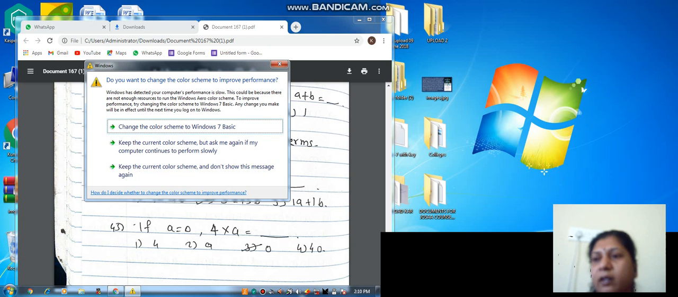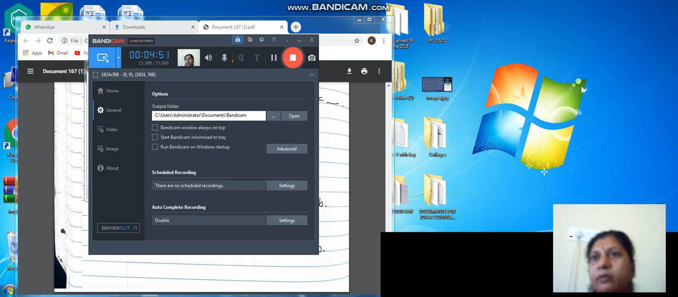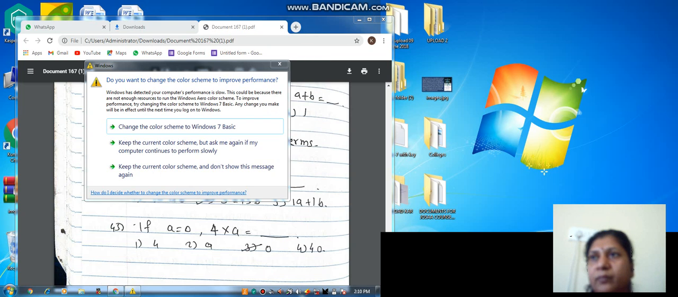9.6: 0.48 should be converted into 48 upon 100, that means 48%.